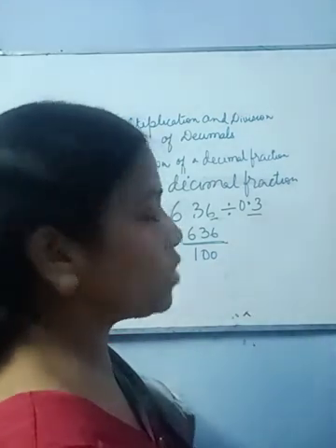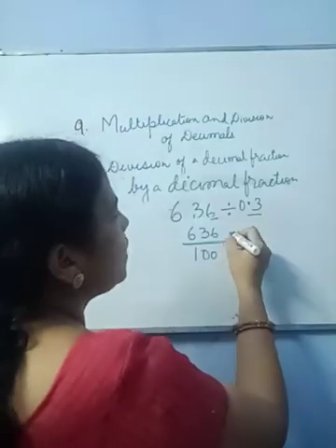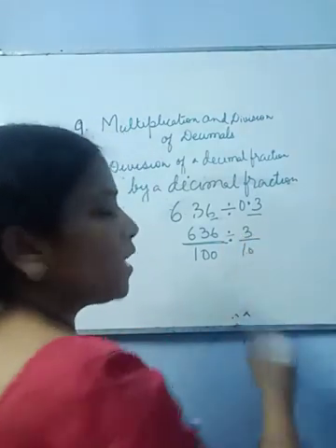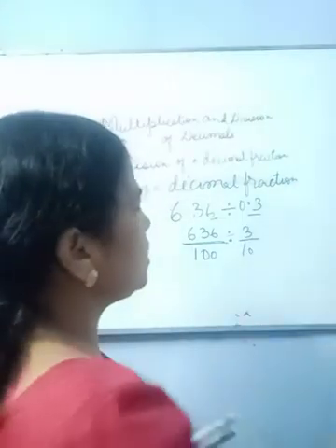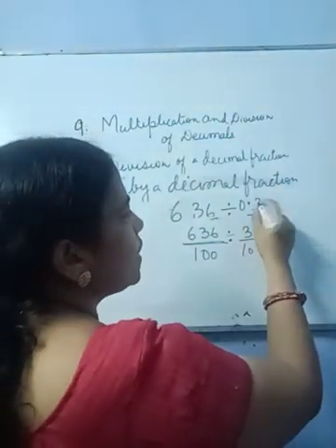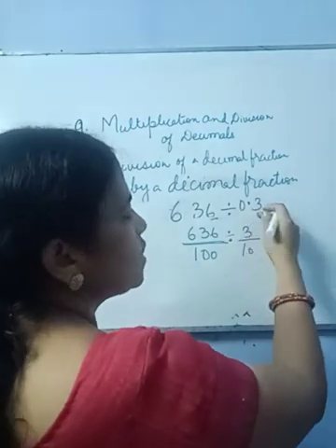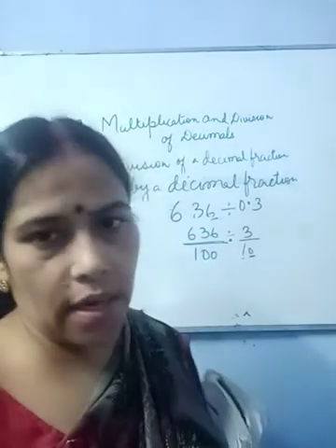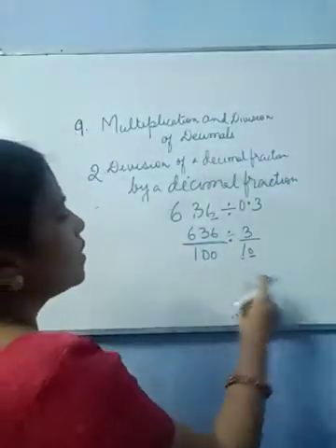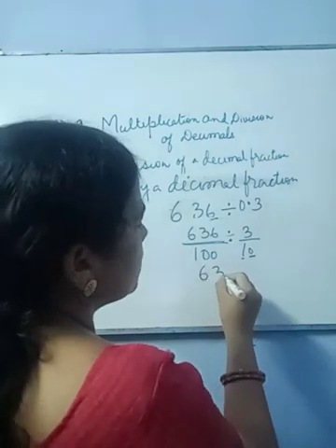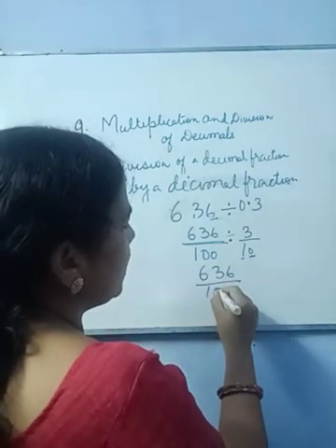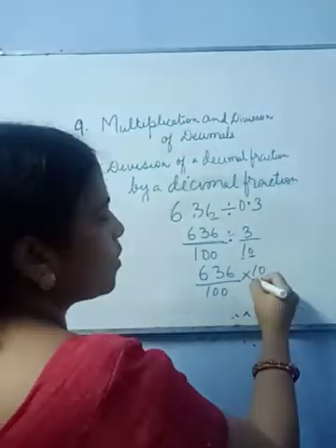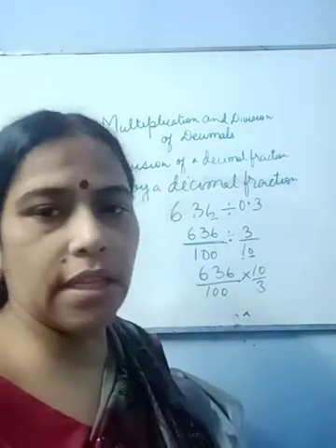So 1.00, that is 100, divided by what? Divided by 3 by 10. Now why by 3 by 10? Because here we see the decimal is after how many digits? One digit. So 0 and then for point 1. Now we will write 636 divided by 100 into what? Into 10 by 3.